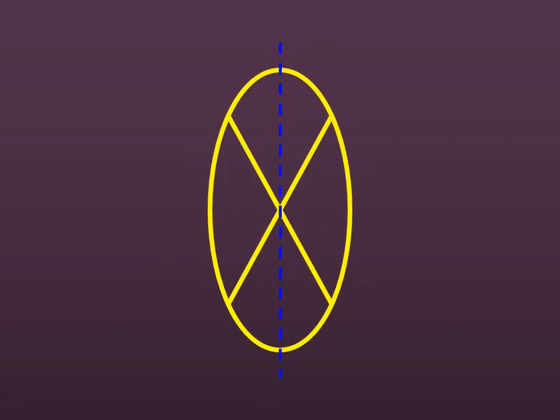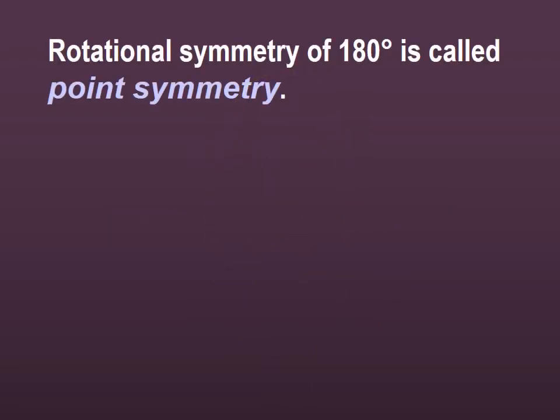Whereas this one, here's our symmetry, but you can rotate that. In that rotation, you would need 180. And when you have rotational symmetry that is 180, remember, rotational symmetry is anything less than 360. But if it's not less than, but actually is 180, it's called point symmetry. So it's going to rotate about a point.